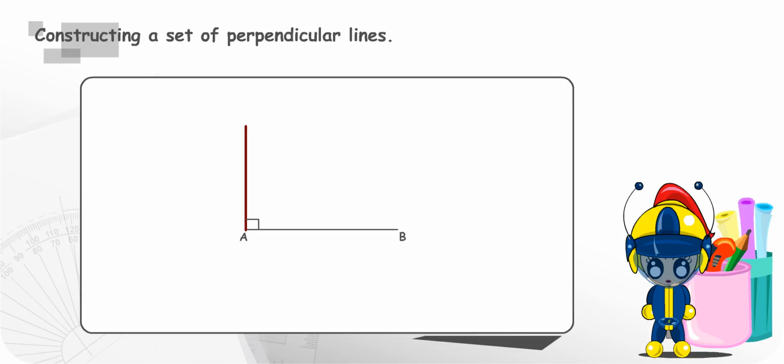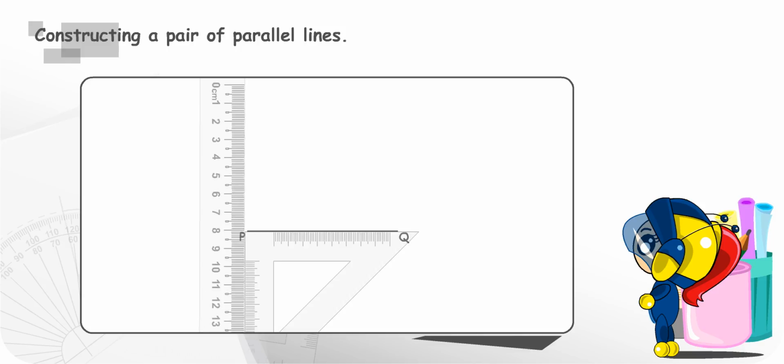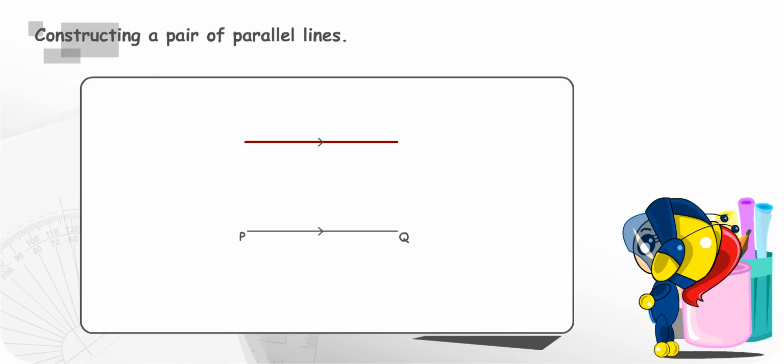Okay, so how do I draw a pair of parallel lines? Look at this line PQ. To draw another line parallel to PQ, first place the set square on line PQ. Next, place a ruler vertically at point P so that it touches the set square. Slide the set square up and draw a line parallel to PQ. This line is parallel to PQ.